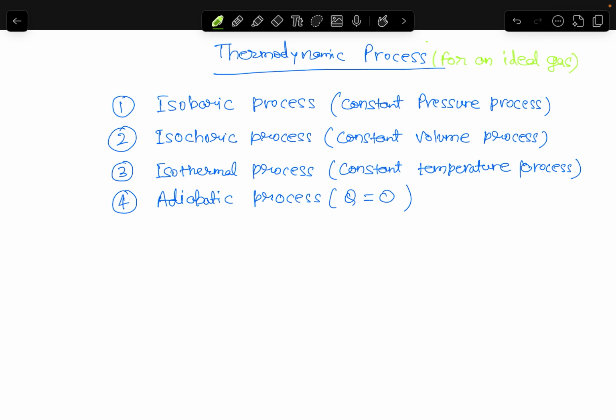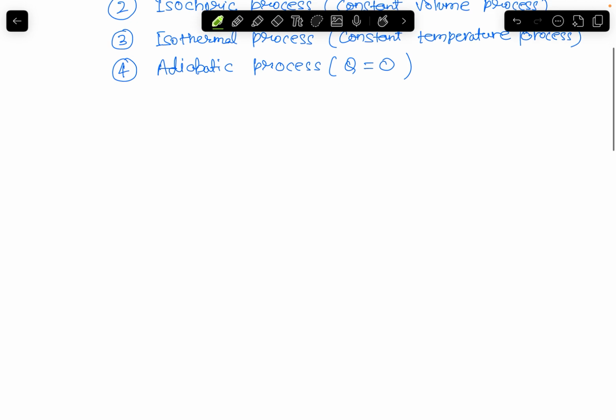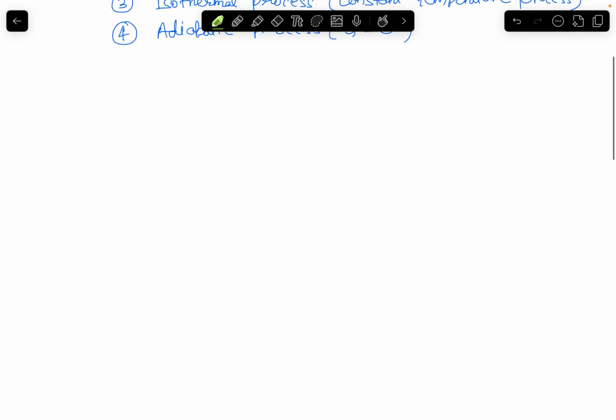Today we are going to discuss the thermodynamic processes for an ideal gas. In this discussion, I will first discuss the isobaric process, that is the constant pressure process. Second is the isochoric process, that is the constant volume process. Third is the isothermal process, that is the constant temperature process. And the fourth one is the adiabatic process. Okay, so now I will start with the isobaric process.